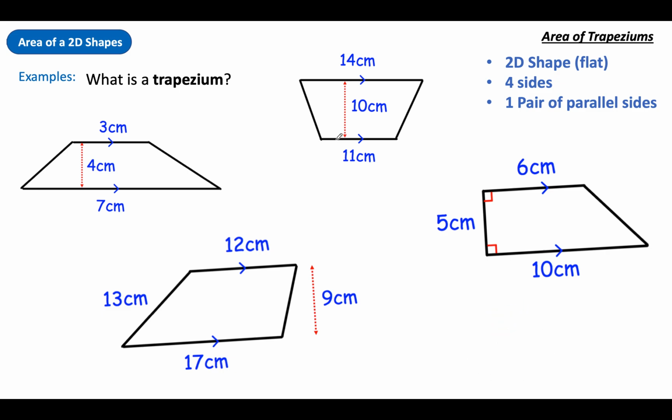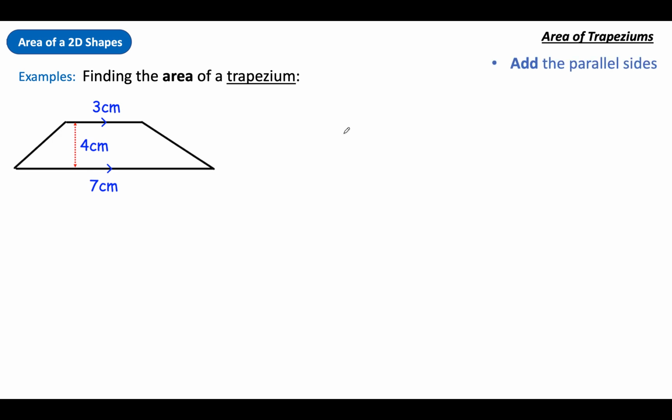So let's move on. Finding the area of a trapezium. Now this can seem a bit tricky. There's kind of 3 steps to it, really. And the first one is we add the parallel sides together. So I'm going to add together my 3 and my 7. Okay, 3 plus 7 is 10, right? I then multiply that by the height.